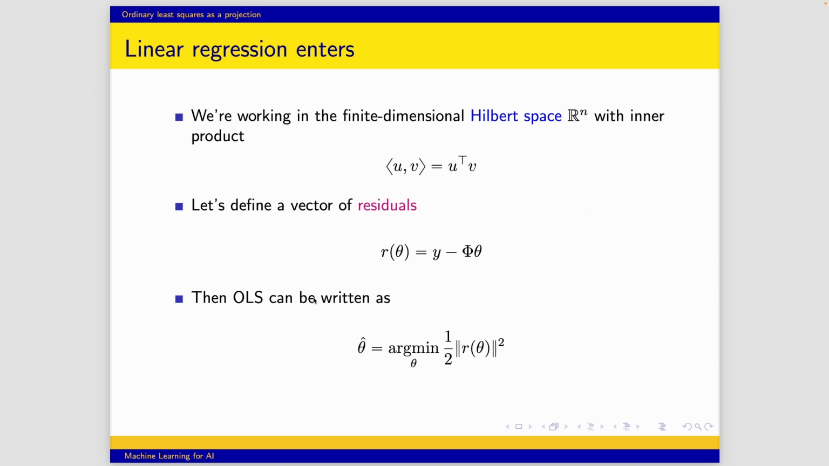Then we can write ordinary least squares as this problem here. Find the value of theta that minimizes a half of the norm of the residual squared. Right? Which let me remind you, our original problem was to minimize the total square error, or half the total square error, which is the square norm of this thing here. And all I've done here is I've just given this a name, r theta, the vector of residuals. So I've just rewritten the problem by replacing this with r theta. That's all I've done here.